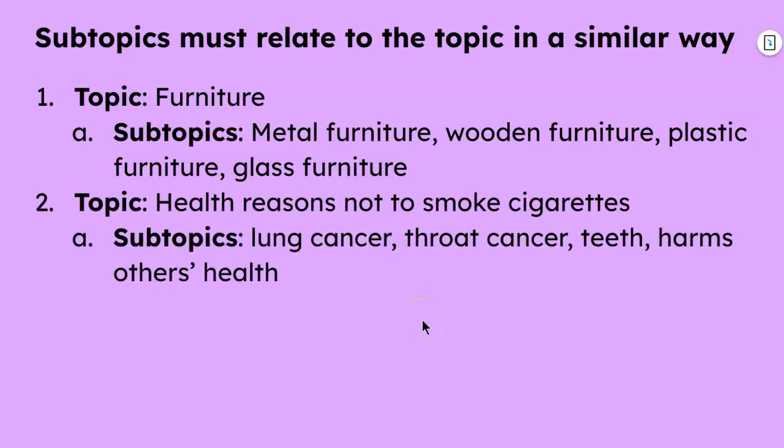In the second set of subtopics, we have several reasons for not smoking cigarettes. Each of the subtopics is a major reason, and it is related to the topic in the same way as the other subtopics. So number 2, our topic is health reasons not to smoke cigarettes. And we have lung cancer, throat cancer, teeth, and harms others' health.